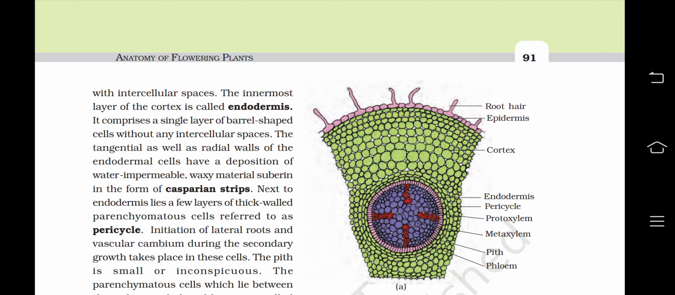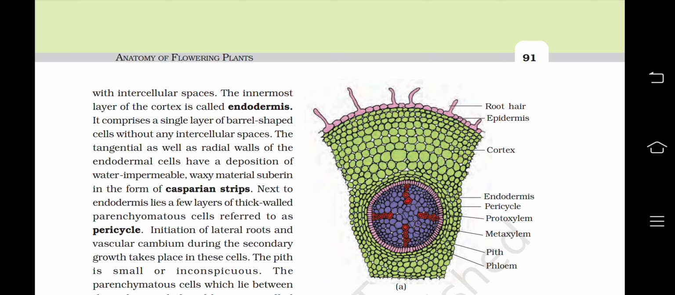The pith is small or inconspicuous. The parenchymatous cells which lie between the xylem and the phloem are called conjunctive tissue. There are usually 2 to 4 xylem and phloem patches. Later, a cambium ring develops between the xylem and the phloem. All tissues on the inner side of the endodermis, such as pericycle, vascular bundles, and pith, constitute the stele.